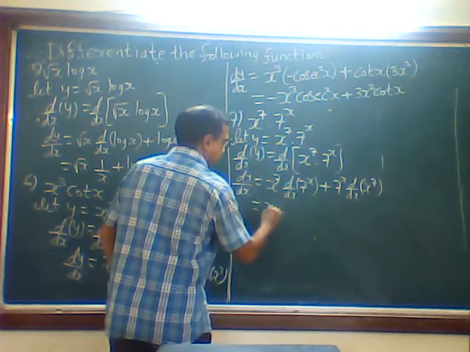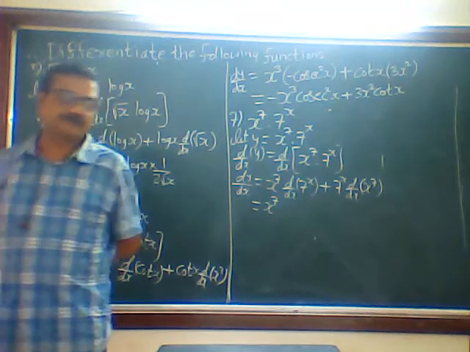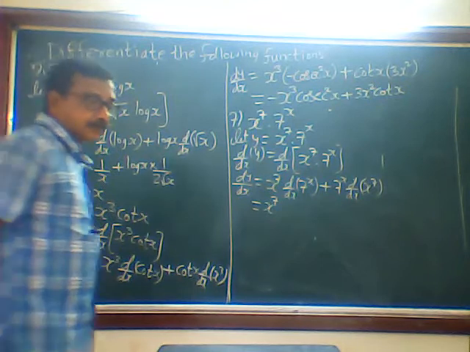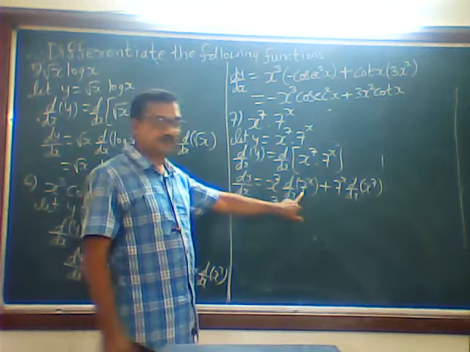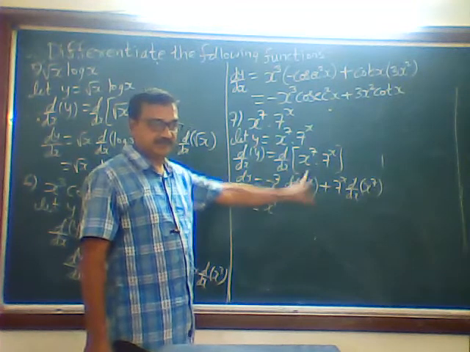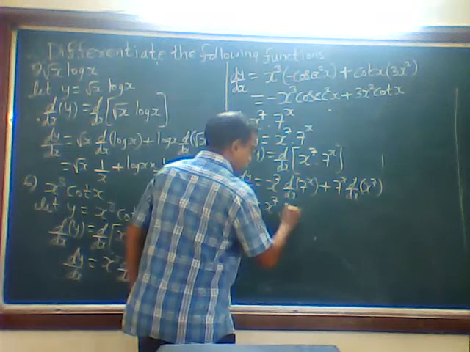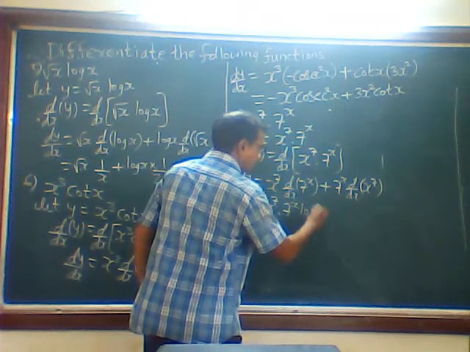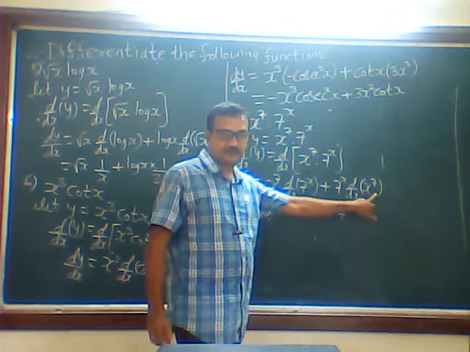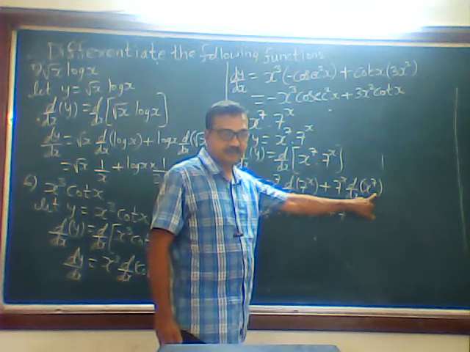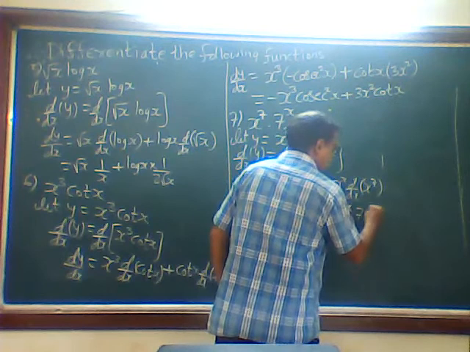So what happens here? x raised to 7 as it is. Now d by dx of 7 raised to x is what? In the formula I have given, a raised to x. d by dx of a raised to x is what? a raised to x log a. Here a is your 7. So a raised to x into log a means 7 raised to x into log 7. This will be 7 raised to x log 7 plus, as it is, this will become what? x raised to 7 means x raised to n. n is your 7. n times x raised to n minus 1. That is 7 times x raised to 7 minus 1.